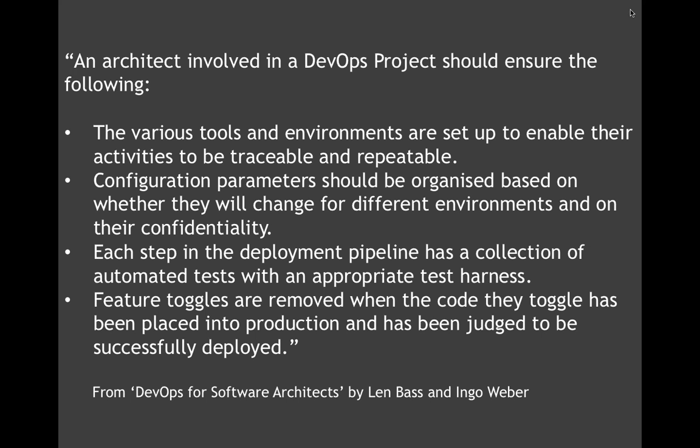And that point about measuring value is really key. And I'm very interested by this fourth point that Len and Ingo raised around feature toggles, because for me this seems like quite a specific area. I totally agree with the importance of being able to do feature toggling, and that's a really important way of identifying where value is coming from. But I was quite surprised to see what is quite a specific action listed there in the architect's key responsibilities around DevOps.